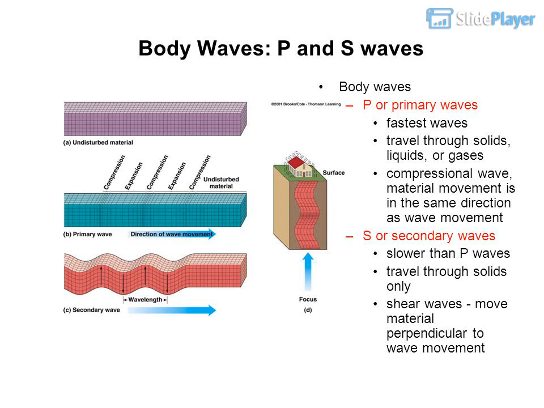P or primary waves. Fastest waves. Travel through solids, liquids, or gases. Compressional wave, material movement is in the same direction as wave movement. S or secondary waves. Slower than P waves. Travel through solids only. Shear waves move material perpendicular to wave movement.